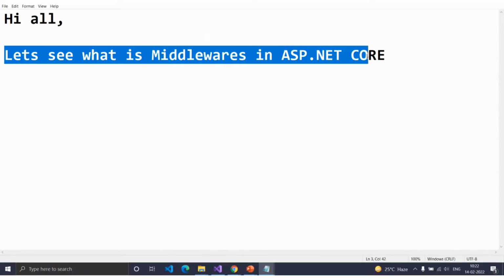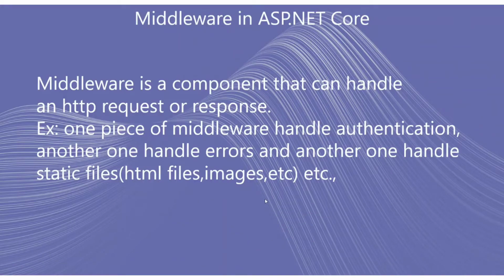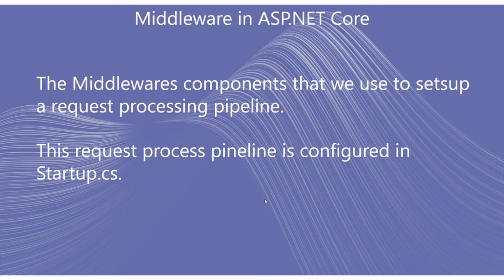Hi all, let's see what is middleware in ASP.NET Core. A middleware is a component that can handle an HTTP request or response. For example, one piece of middleware handles authentication, another one handles errors, and another one handles static files, etc. The middleware components are used to set up a request processing pipeline. This request processing pipeline is configured in the startup.cs file.